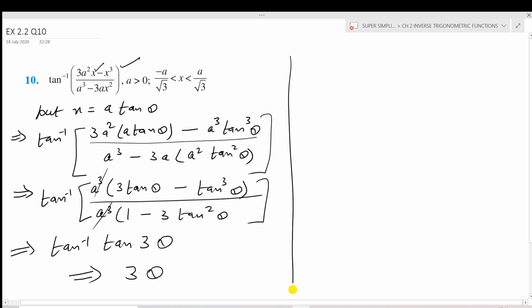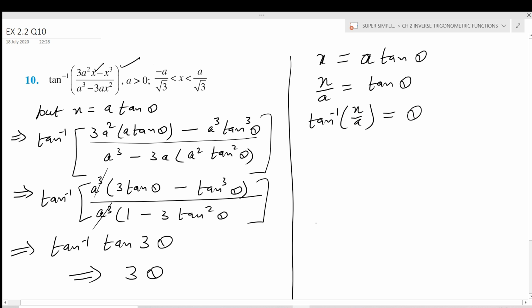Now we substitute back the value of theta. As you know, we substituted x to be a tan theta. That means x by a will be equal to tan theta. That means tan inverse x by a will be the value of theta. So in place of this theta, I can substitute tan inverse x by a. So this is the simplified version of the given expression.